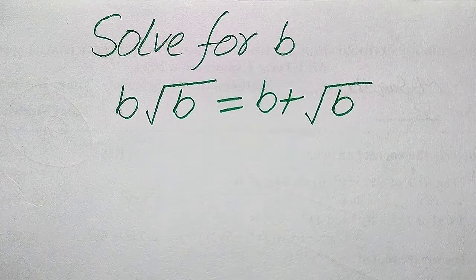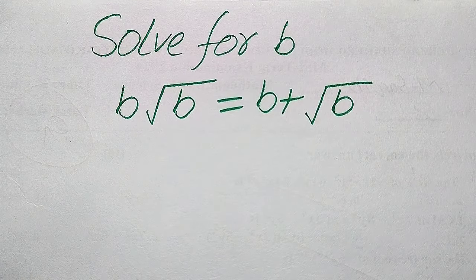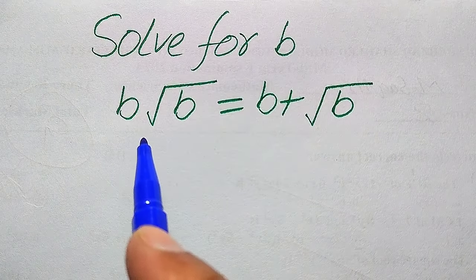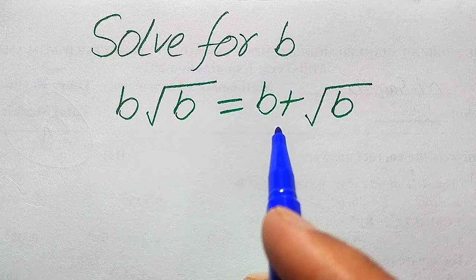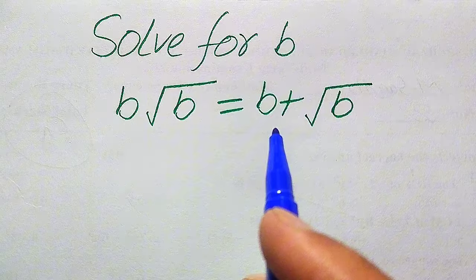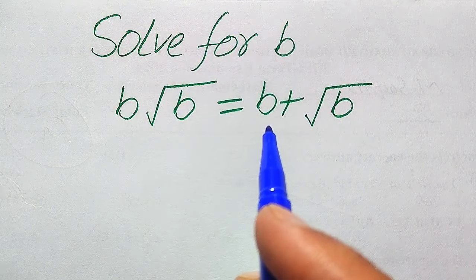Hello everyone, how to solve this problem for the values of b. If we have b times square root of b equals b plus square root of b, we solve this problem for all the values of b.